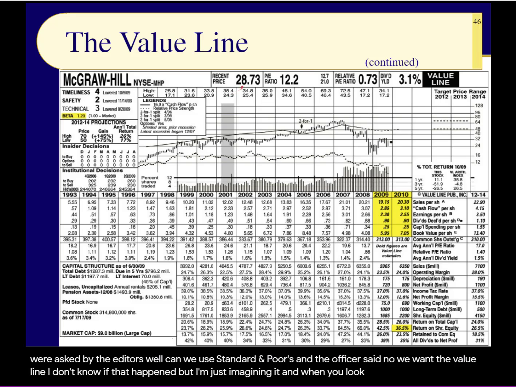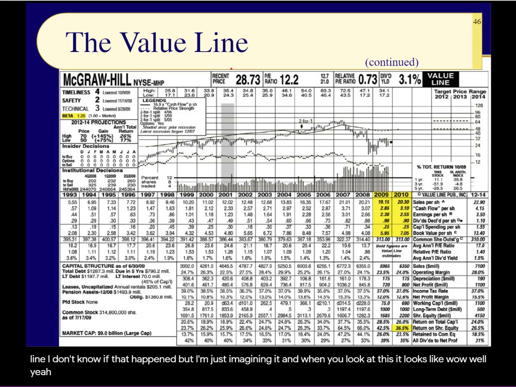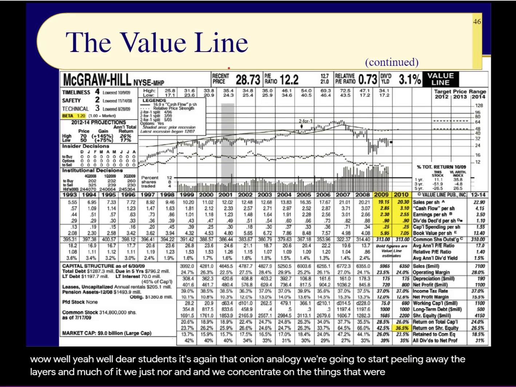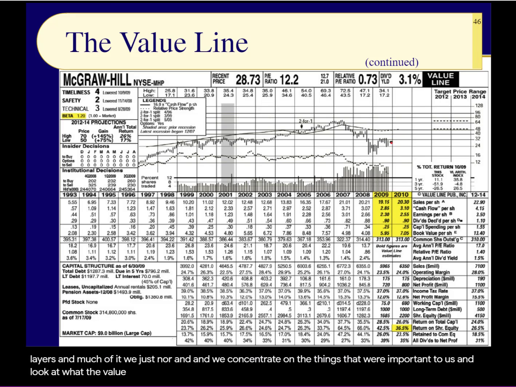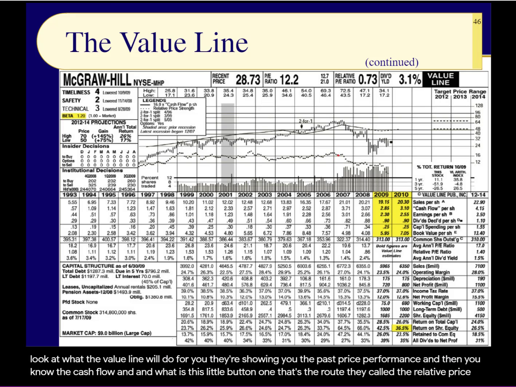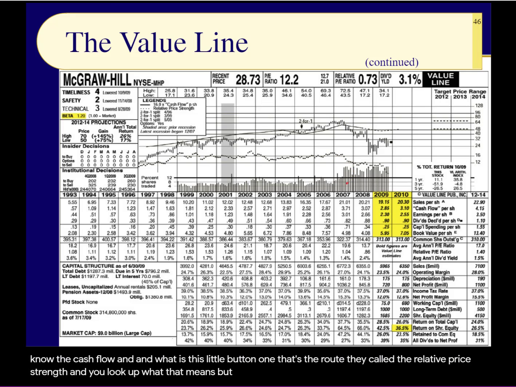And when you look at this, it looks like, what? Well, dear students, it's again that onion analogy. We're going to start peeling away the layers, and much of it we just ignore, and we concentrate on the things that are important to us. And look at what the Value Line will do for you. They're showing you the past price performance, and then the cash flow, and what is this little button one? That's what they call the relative price strength, and you look up what that means. But here's the volume of sales shares.